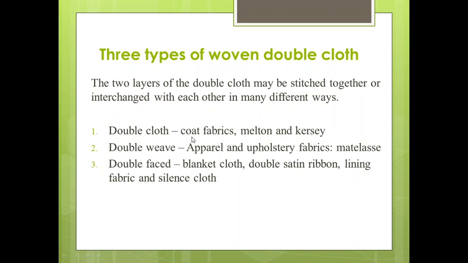In double cloth, the coat fabrics Melton and Kersey. Double weave, which is mainly used for apparel and upholstery fabrics, and matelassé is an excellent example of double weave. And for double faced, a blanket cloth, double satin ribbon, lining fabric, and silence cloth are produced. We will learn these products now.